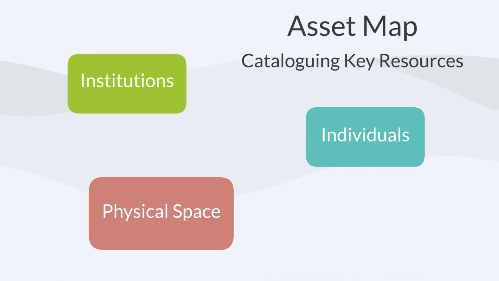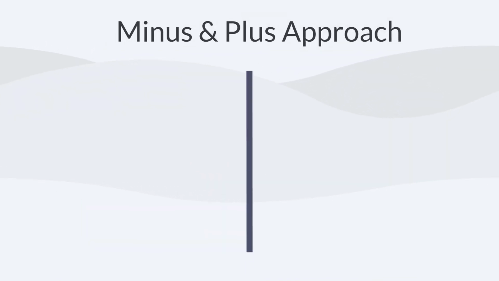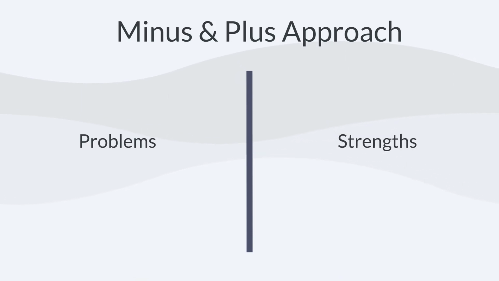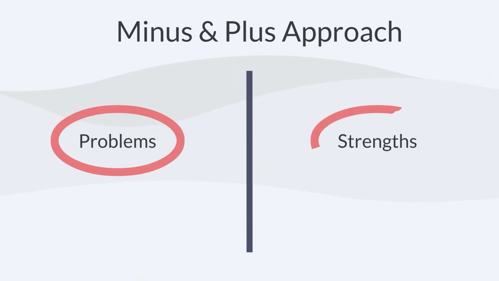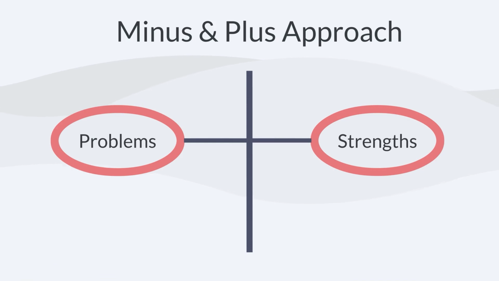You can also use the minus and plus approach. Here, you make a list of your community's problems and strengths in two different columns, and then connect the two with lines. If one problem can connect with many strengths, that could show you an ideal place to start solving a problem.